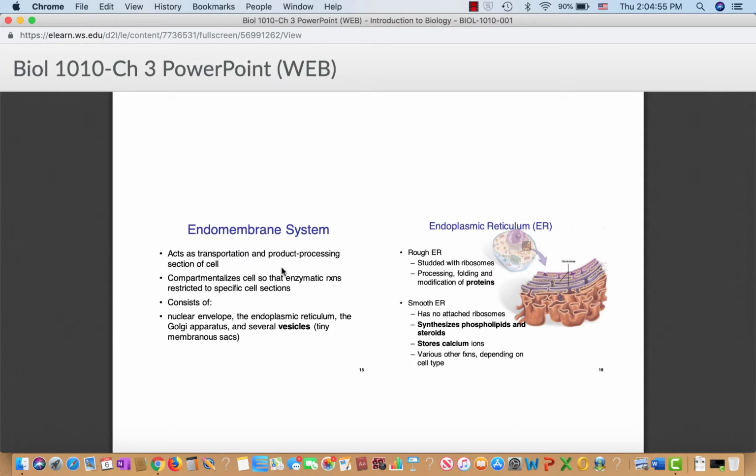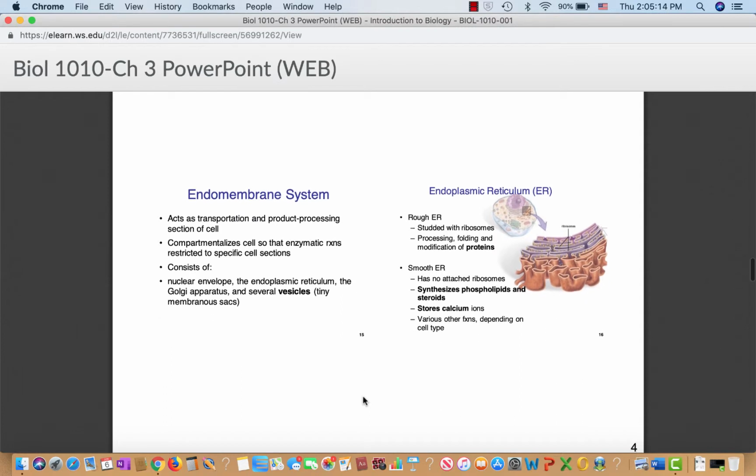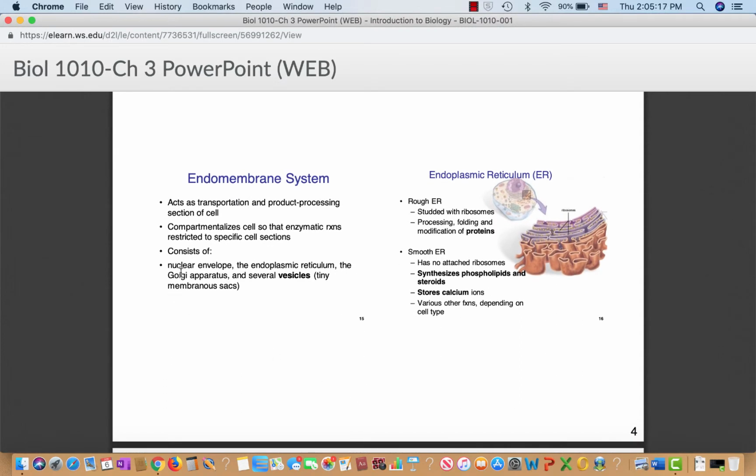The endomembrane system acts as transportation and processing units of the cells. They compartmentalize the cells so specific enzymes can be catalyzed in specific places, which is important because there are only certain things you want happening at certain times and in a certain order in order to maintain homeostasis and keep living. Part of the system, you have the nuclear envelope, the endoplasmic reticulum, Golgi apparatus, and multiple vesicles. And a vesicle is just a tiny little membranous sac that stores things for the time being.